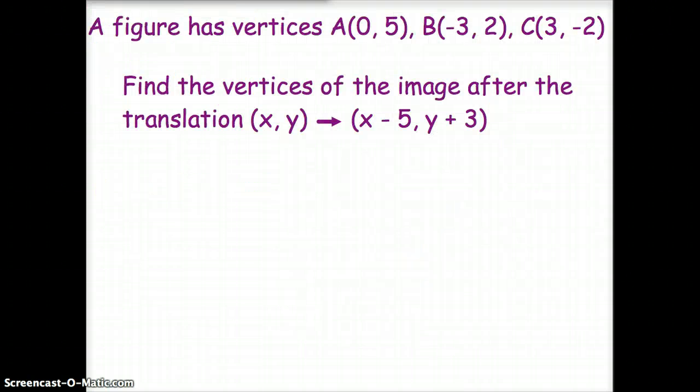Last example. A figure has vertices of A (0, 5), B (negative 3, 2), and C (3, negative 2). And it wants us to translate this figure using the rule x minus 5, y plus 3. Now it's really great because we don't have to draw this in order to translate it. We've already got all the information we need. We're just taking each ordered pair, subtracting 5 from the x's, and adding 3 to the y's.